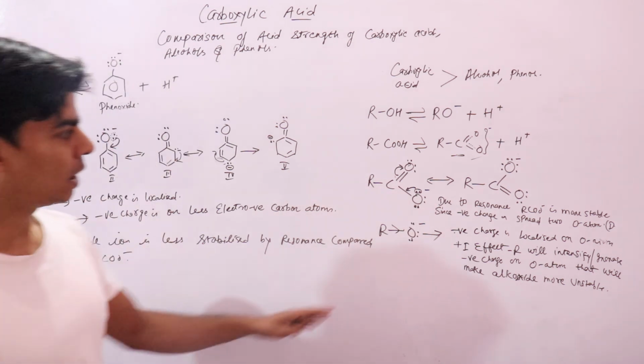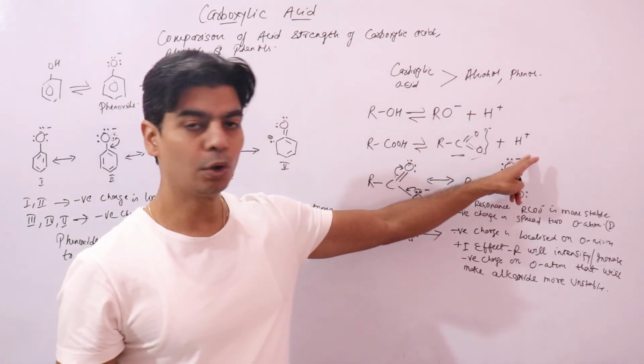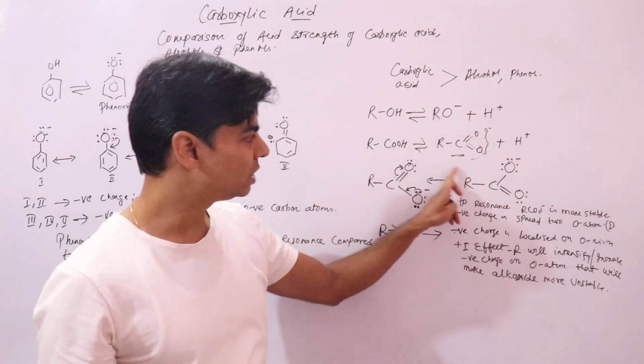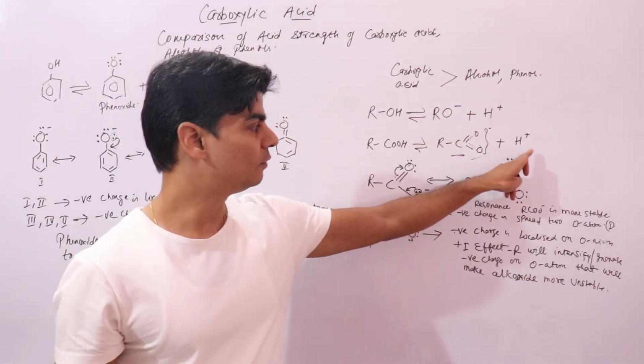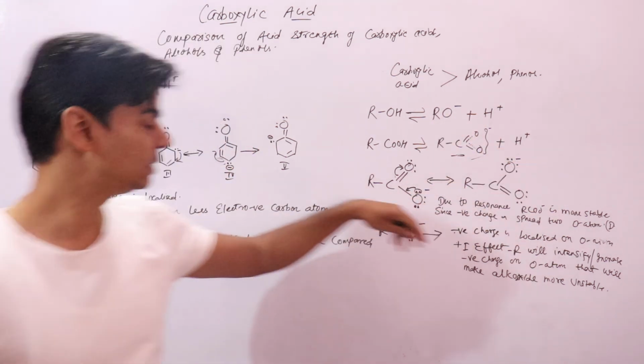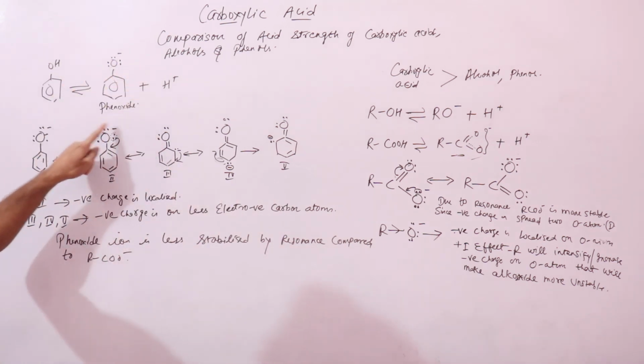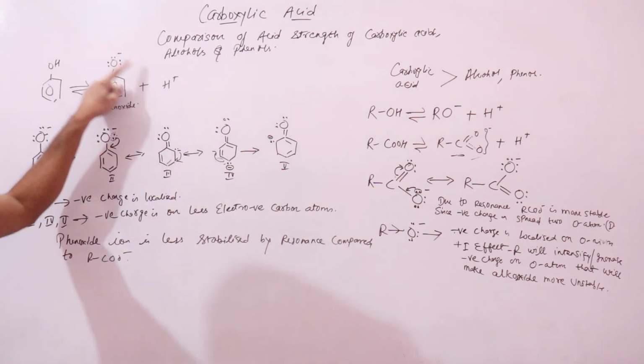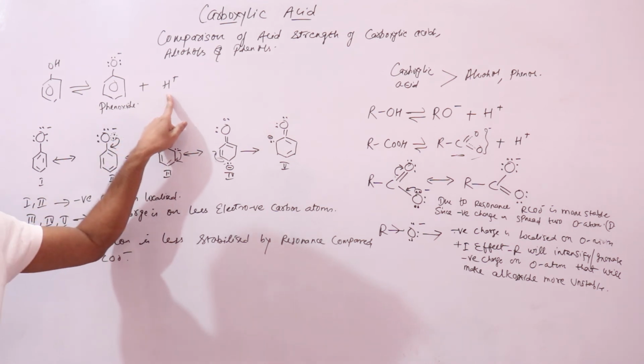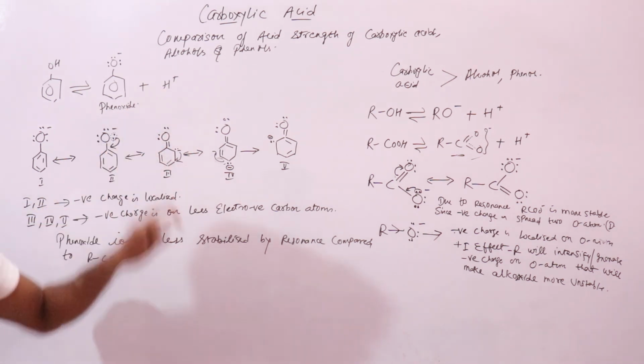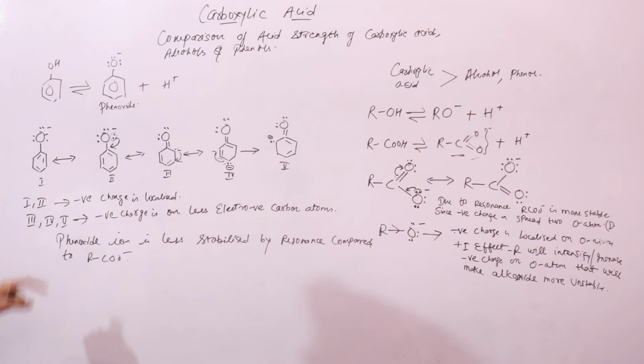That is why carboxylate ion can form more hydrogen ions. Due to this more stability of carboxylate ion, you have more hydrogen ions in carboxylic acid. Whereas in case of phenols, due to less stability of phenoxide ions, you have less hydrogen ions. That means less acidic. Just know how to draw these resonance forms.